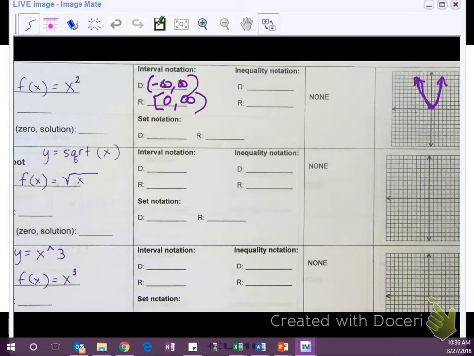So in inequality notation, negative infinity less than x less than infinity. For the domain. For the range, again, 0 less than or equal to y. You could write y greater than or equal to 0, and it's okay if you put 0 less than or equal to y less than infinity. It's okay if you do that as well.